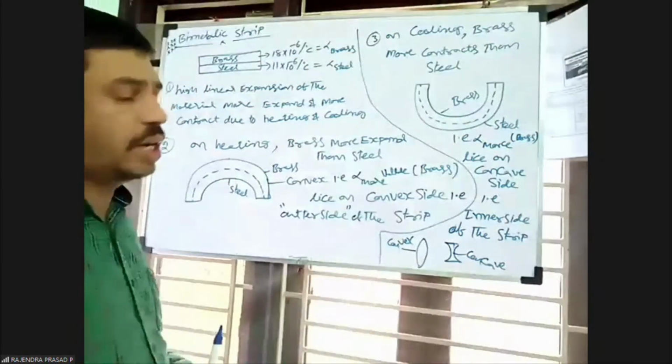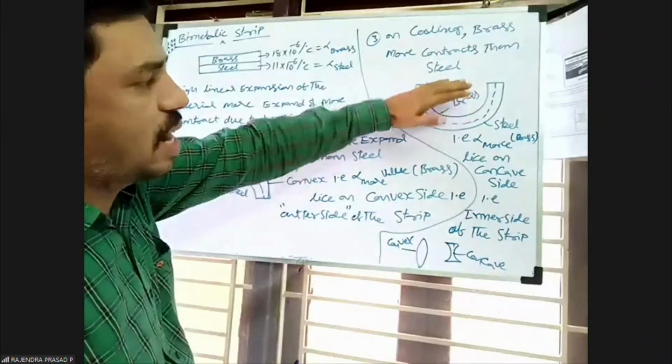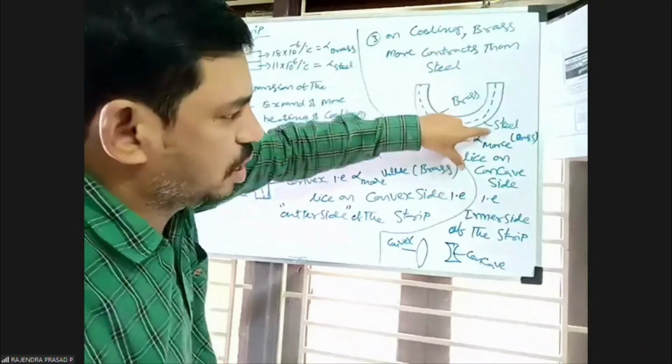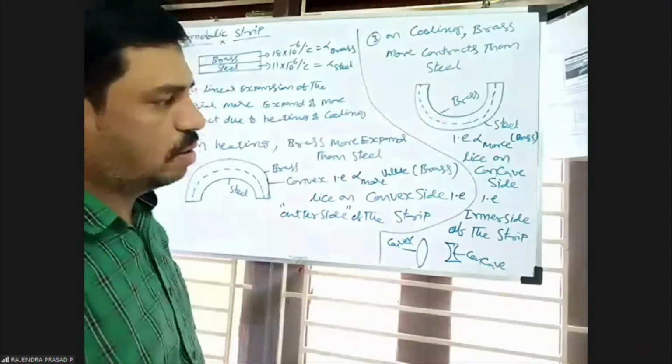Any doubt? Ask me any doubt. So on cooling, brass contracts more than steel. So the concave side is brass. Steel is on the outer side, and the inner side is brass.